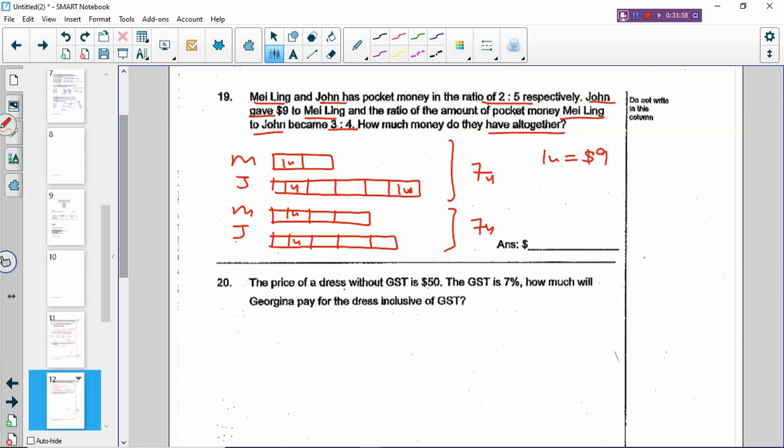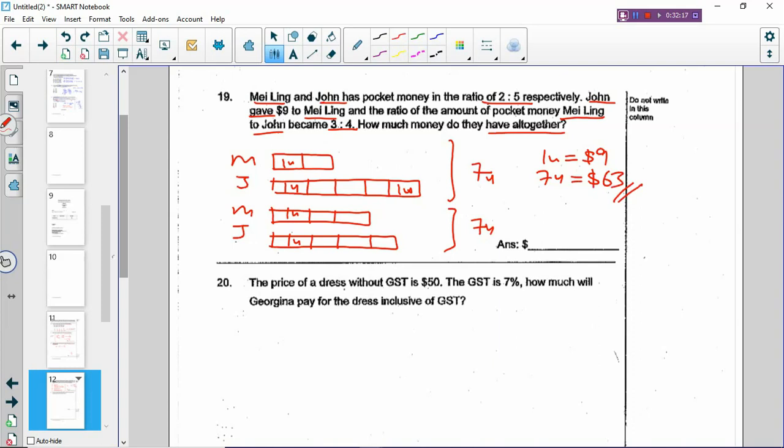So how much money do they have altogether? Then you add up the units. Add up all the units. They have 7 units at first and also 7 units in the end. So how much is that altogether? That will be $63 altogether, right? So your answer will be 63.